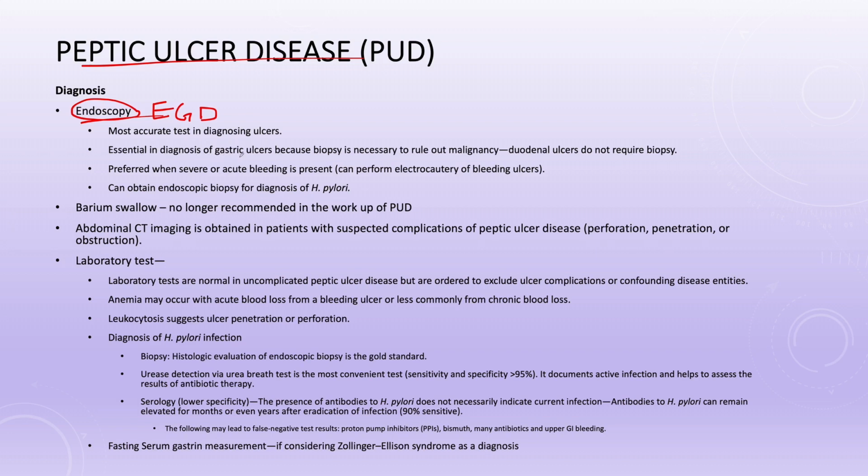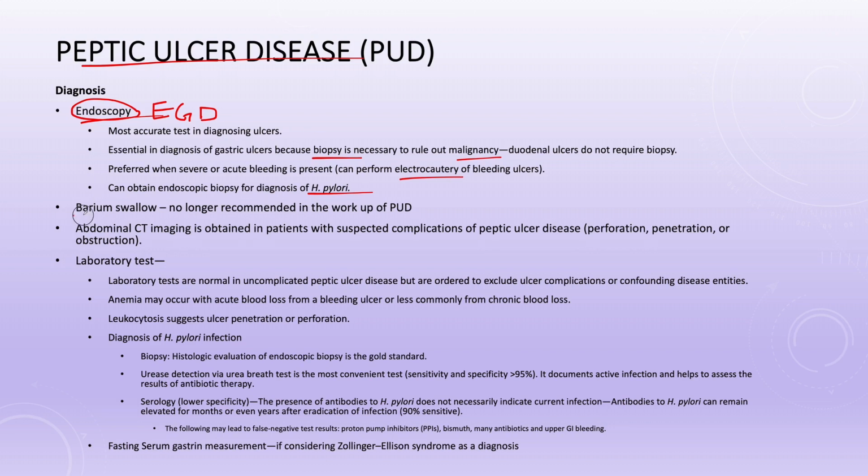The diagnosis of gastric ulcers is made by endoscopy because the biopsy is necessary to rule out malignancy, right? Duodenal ulcers don't always require biopsy, but we tend to do biopsies anyway. Especially when we have GI bleeding, we want to go take a look. What is causing the bleeding, okay? And they can also do electrocautery or cauterize the bleeding ulcers at that time. At the same time, remember, we're also looking for H. pylori. EGD is a perfect opportunity to look for that.